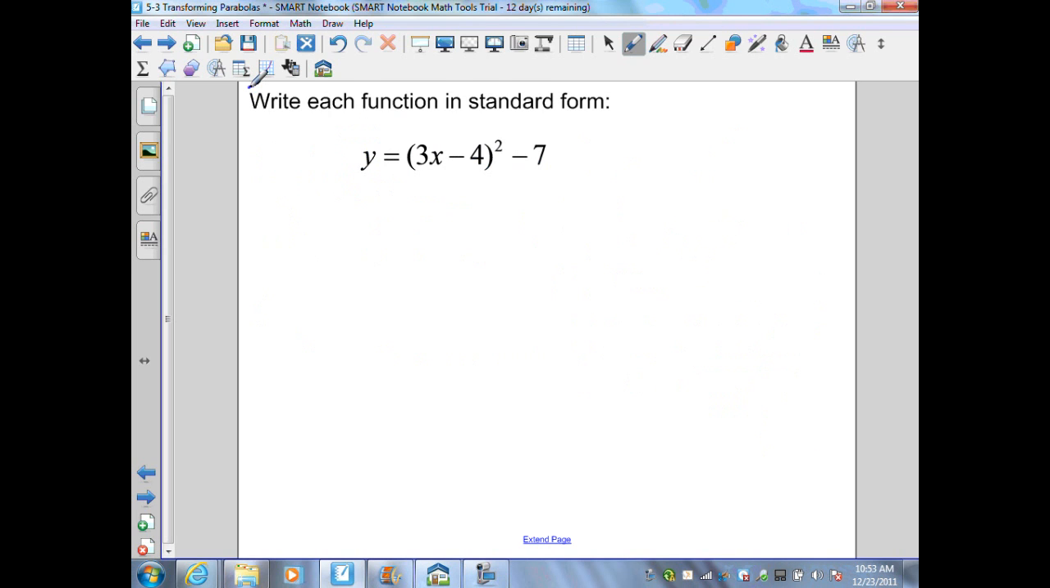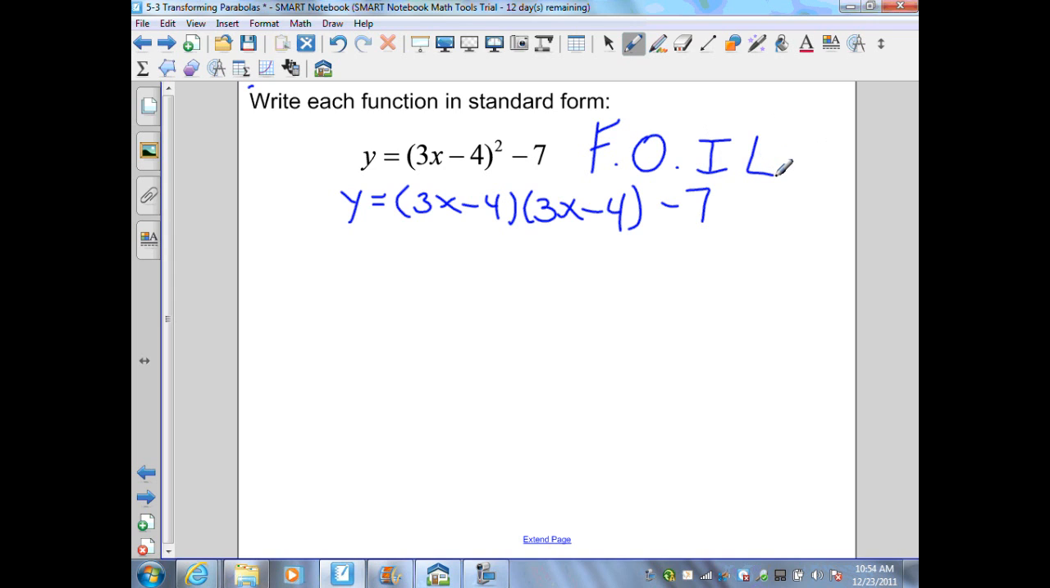In the previous example, we were asked to take a quadratic function in standard form and put it into vertex form, like we have here. In this problem, we're asked to take the vertex form and put it into standard form. To do that, what we need to do is FOIL this function here that is squared. To do that, I'm going to just rewrite 3x minus 4 twice. In other words, we're going to write it as a product of its factors. Then, what we're going to do is perform the operation that we know is FOIL.